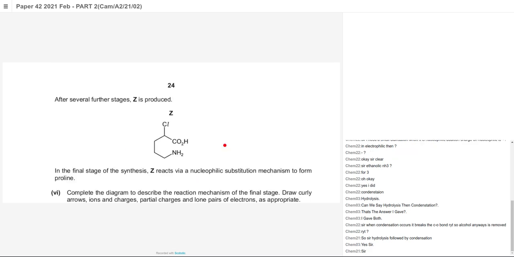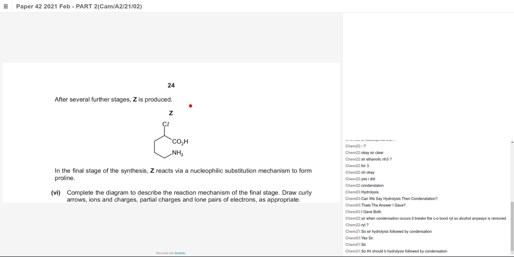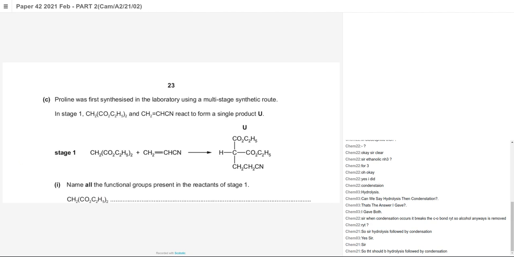I hope that's clear. Yes, tell me. Any questions? No, it's not that. Even if you write hydrolysis followed by condensation, it's okay, but just writing condensation is quite enough because it says the type. So we can't write two types. It has to be one answer. So if you just write condensation, fine.